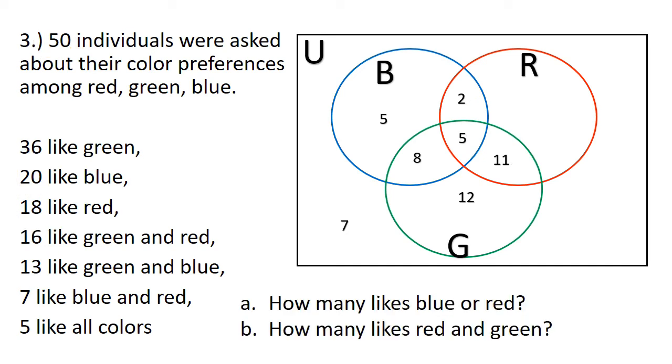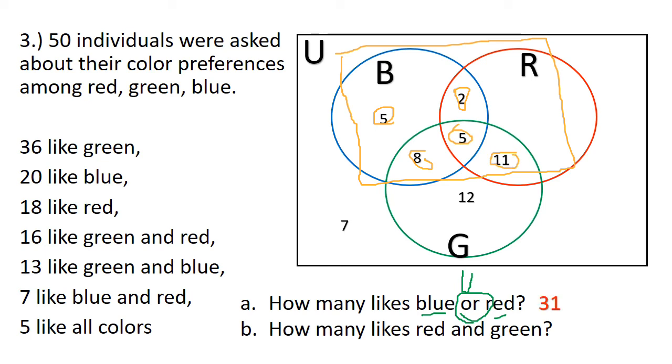Let us answer some questions related to problem number 3. Number 1, how many like blue or red? We have here a keyword that you need to be cautious about, the word or. If we encounter this or, it means union. So we are going to add all the values that we can see under blue and red. It means that we need to add this 5 plus 2 plus 8 plus 5 and then plus 11, and that will give us a total of 31.